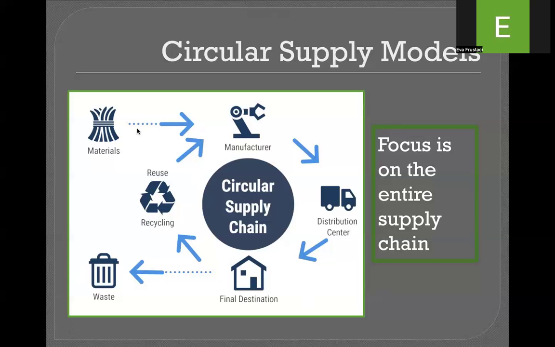But it also does go through all of these processes as well. So you're looking at manufacturers and how they are lean with their production. Is there going to be a lot of waste? Do I reuse materials? And again, how many trucks do I have on the road? Am I shipping packages in an inefficient manner? How am I fitting things into my trucks? And so that is your circular supply model.